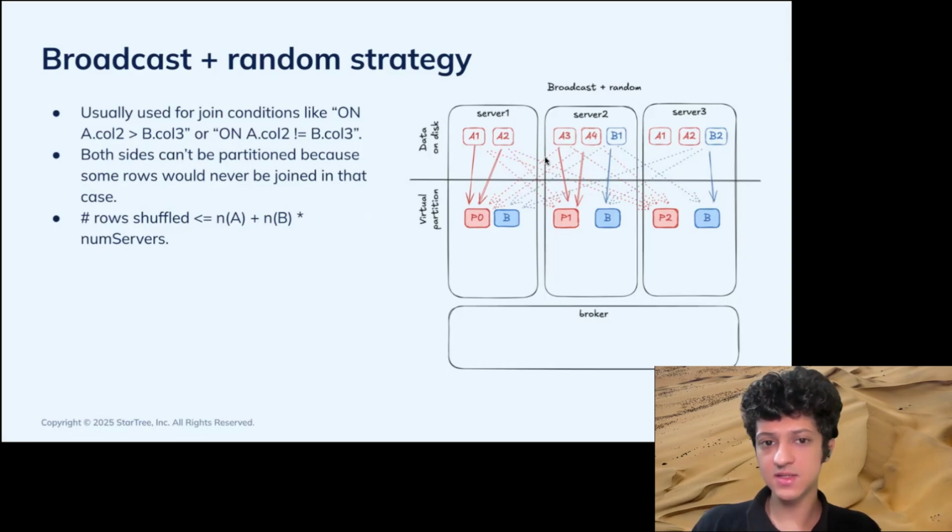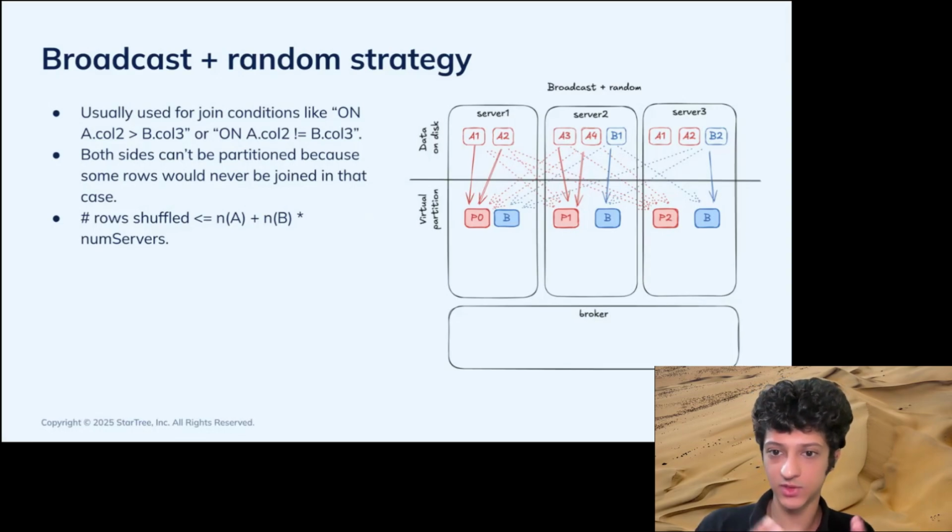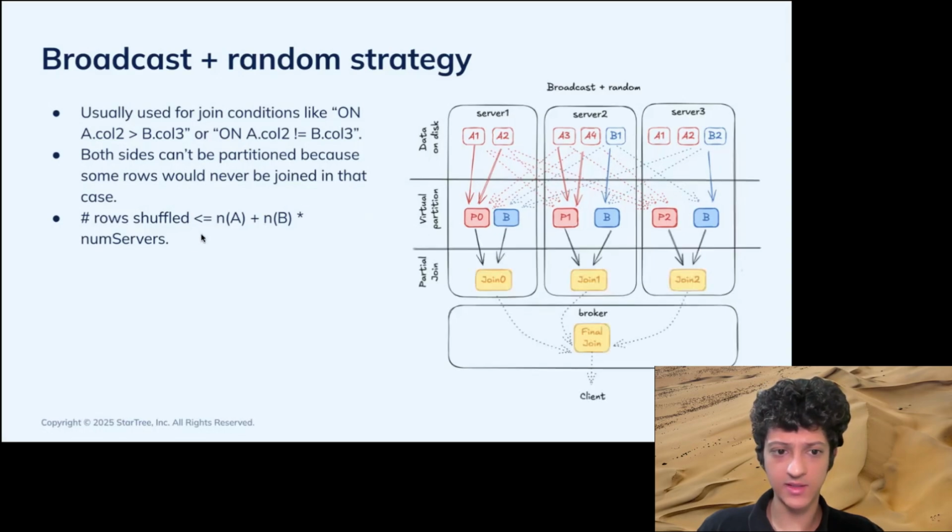And this strategy is typically good when one side of the join is much smaller than the other side of the join. And we can ensure that we broadcast the smaller side of the join, and the larger side is the one that's going to be partitioned. So the number of rows shuffled here in this case is going to be bounded by the number of rows in the partition side plus the number of rows in the broadcast side multiplied by the number of servers that we want to execute the join in.